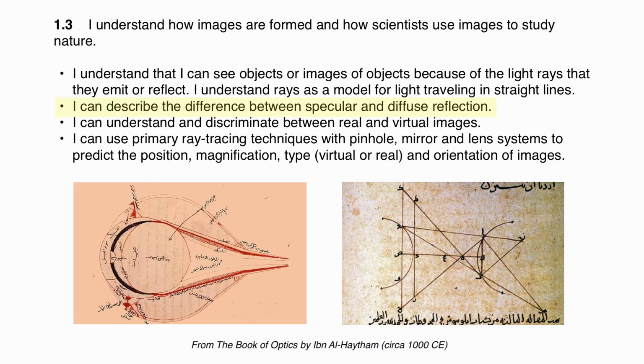The second subpoint is I can describe the difference between specular and diffuse reflection. We'll define those. I can understand and discriminate between real and virtual images, and we're going to define those as well. And I can use primary ray tracing techniques with pinhole, mirror, and lens systems to predict the position, magnification, the type, meaning virtual or real, and the orientation of the images. And I just popped in for fun two pictures from the Book of Optics by Al-Haytham, and we're going to be talking about him a little bit in class as well.